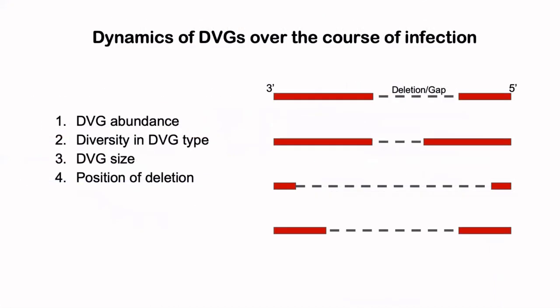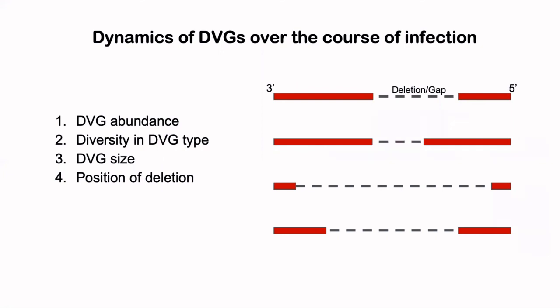And so using that very simple and straightforward method, we can look into the dynamics of the DVGs over the course of an infection. Are the deletions always in the same spot? Do you have hotspots of deletions? What kind of diversity do we see? Is there an effect of the size of the DVGs? A smaller segment has a different effect than a larger segment. And also the position of the deletions specifically on the segment.